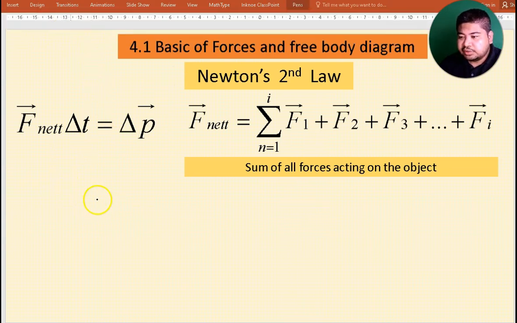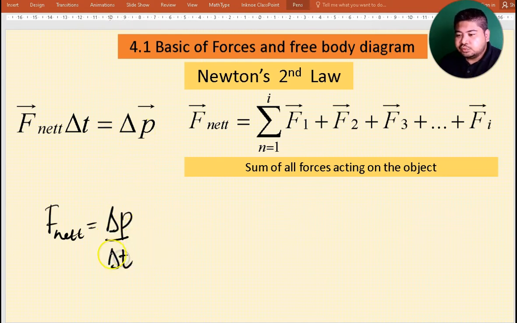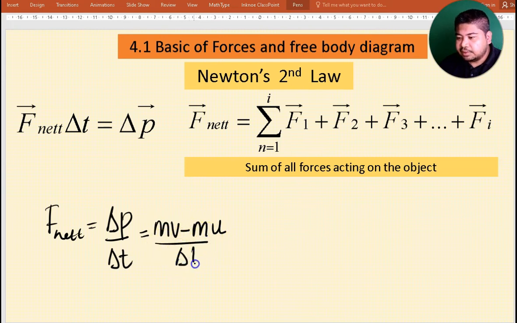We can rearrange this equation. We get F net, just the magnitude, so we remove the arrow sign there, is equal to the change in momentum over the change in time. This equation is telling us the rate of change of momentum, how much the momentum changes every second. We have the final momentum, mv, and the initial momentum, mu. So that is the change in momentum divided by how long the change took.